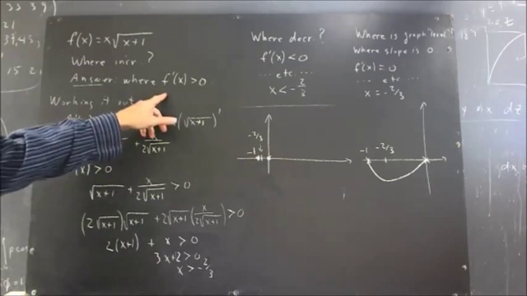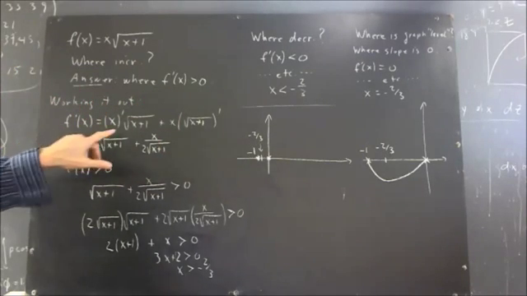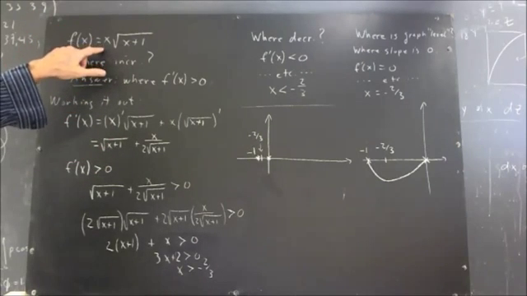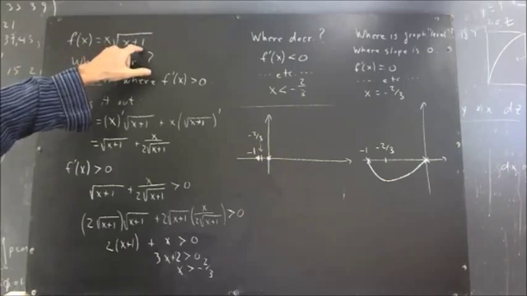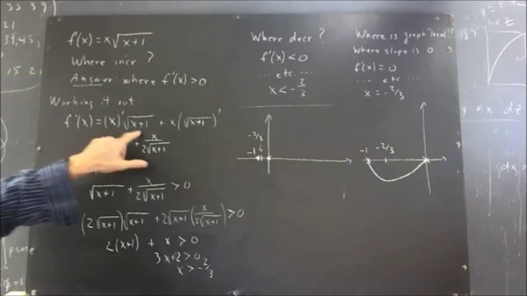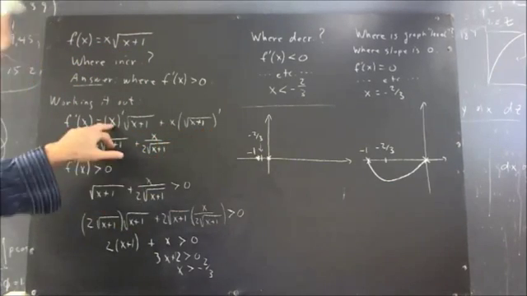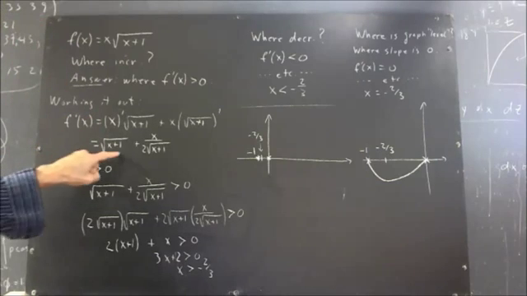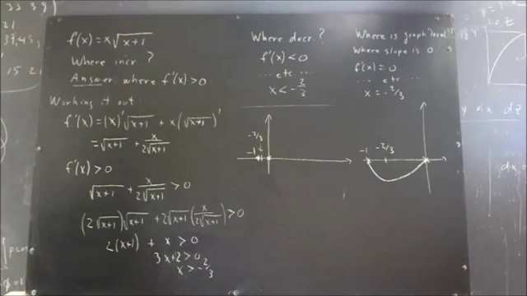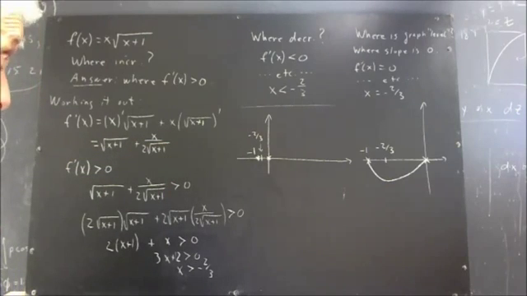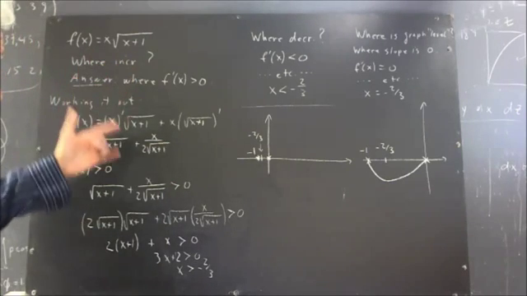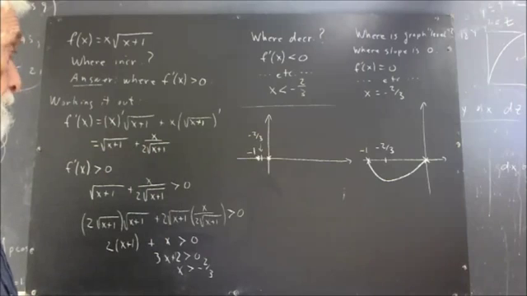We first find f prime of x. That's product rule: the derivative of x times the square root of x plus 1, plus x times the derivative of the square root of x plus 1. The derivative of x is 1, so we have the square root of x plus 1. The derivative of the square root of x plus 1, and you can work that out, is simply 1 over 2 times the square root of x plus 1.